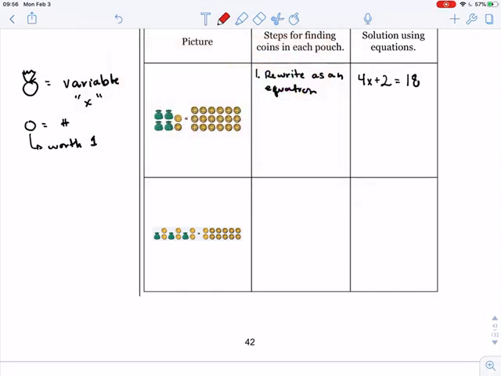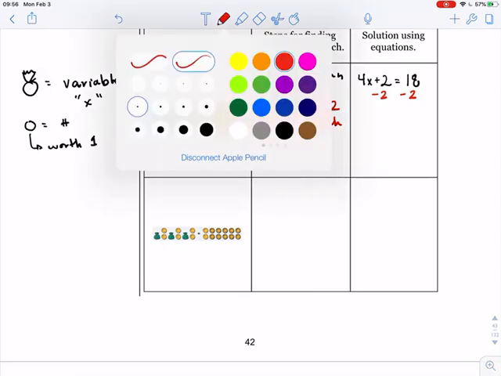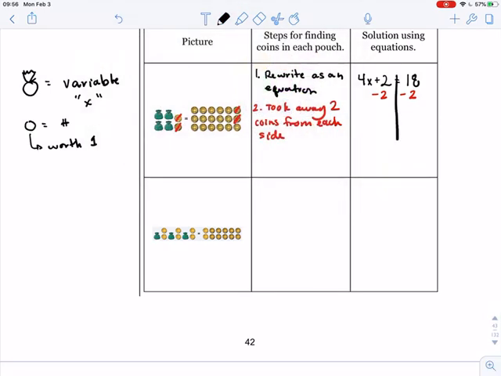Now, when you're solving this, usually what you'll do is cross out a couple coins here and a couple coins there. What I did is I took 2 coins away here and 2 coins away here. So what I did was take away 2 coins from each side, and that's represented by my red work there, keeping things equal.